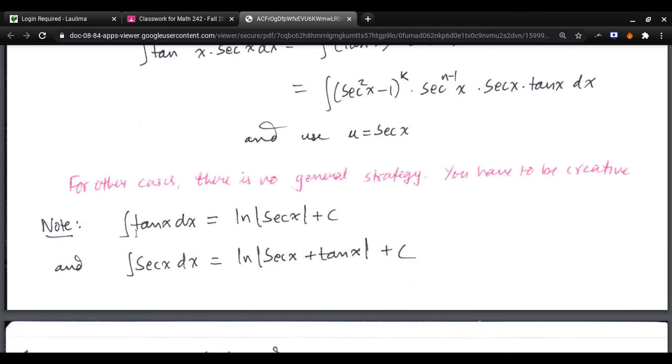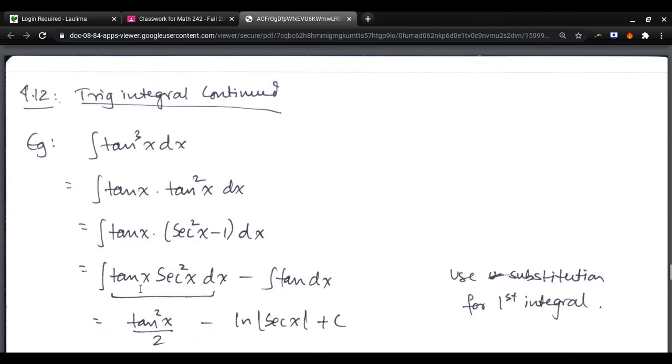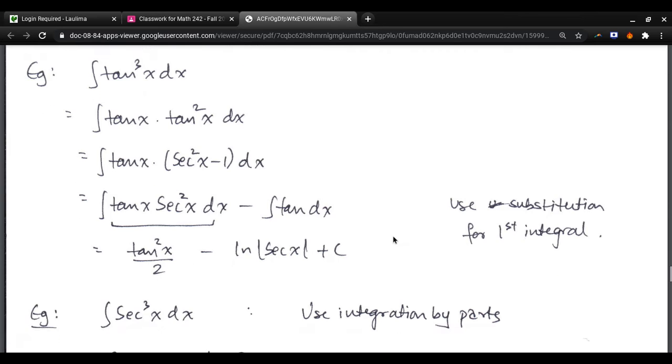Also recall that the antiderivative of tangent x is log of secant x, and the antiderivative of secant x is log of secant x plus tan x. For example, finding the integral of tan cubed x. Tan squared times tan x. Tan squared is secant squared minus 1. This breaks down into two integrals, and for the first one, you can use u substitution to get tan squared x over 2, and the second is log of secant x.